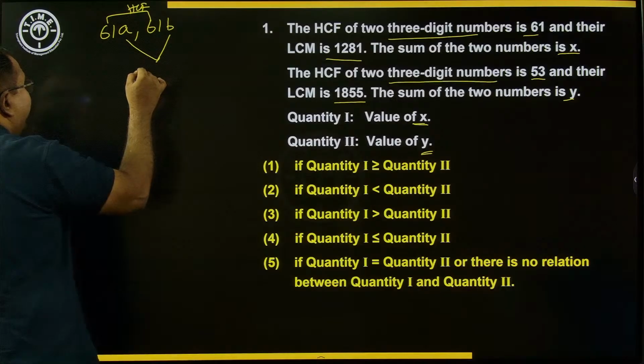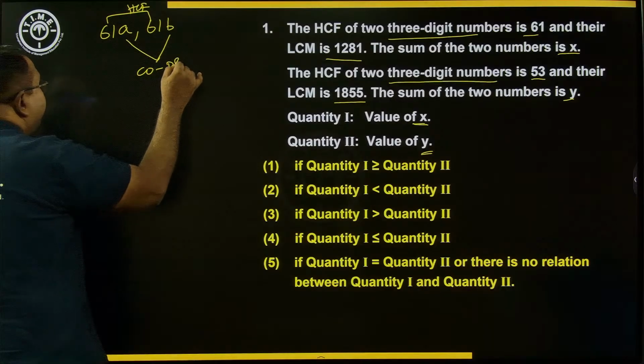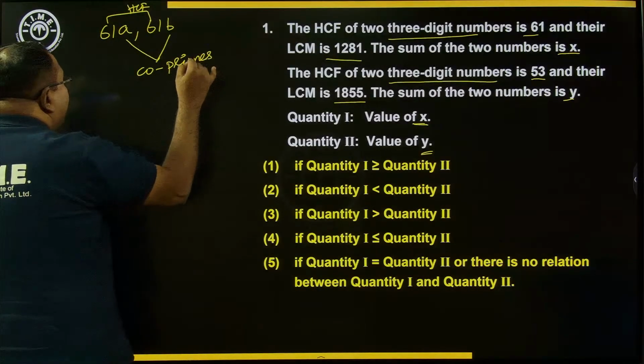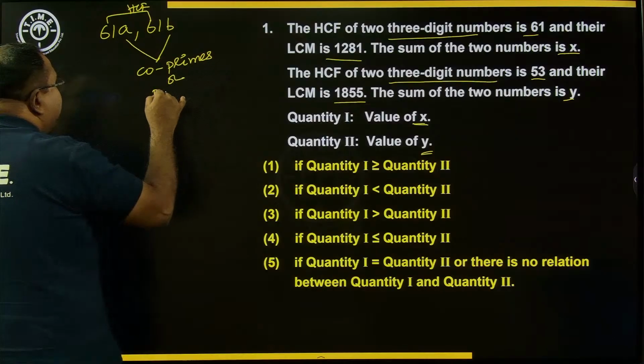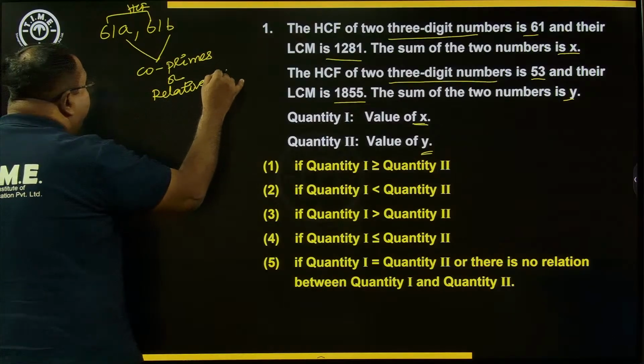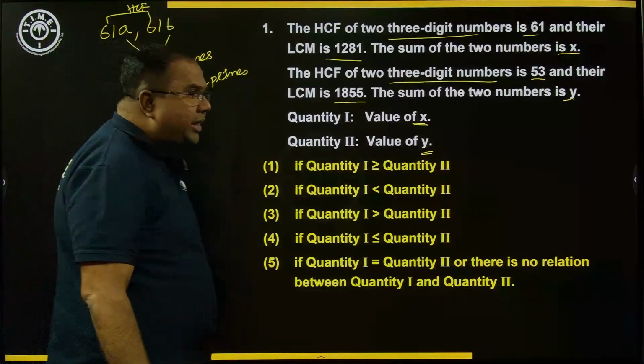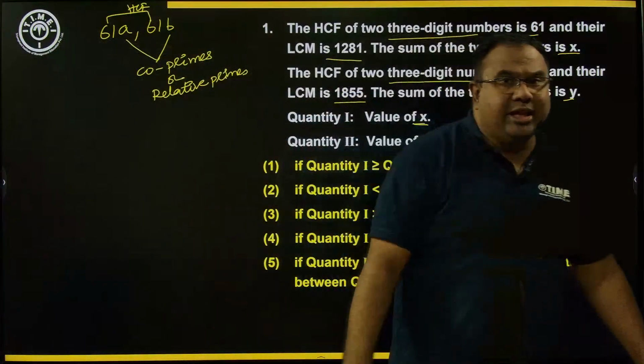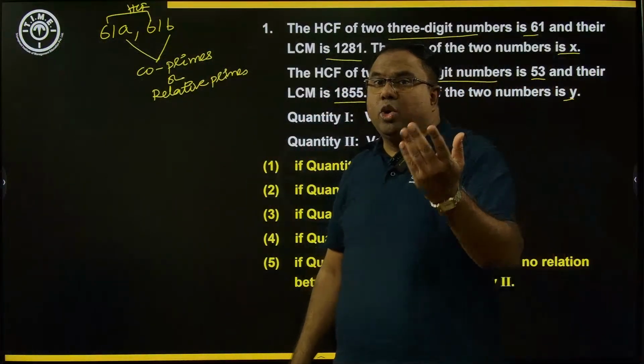Now A and B should be co-primes. What do you mean by co-primes or relative primes? Two numbers are said to be co-primes or relative primes if they do not have any factor in common except one. Except one, there is no other common factor, then they are known as co-primes or relative primes.